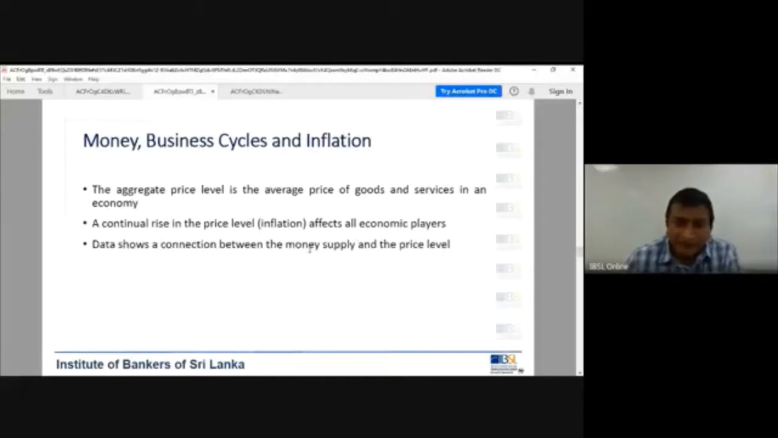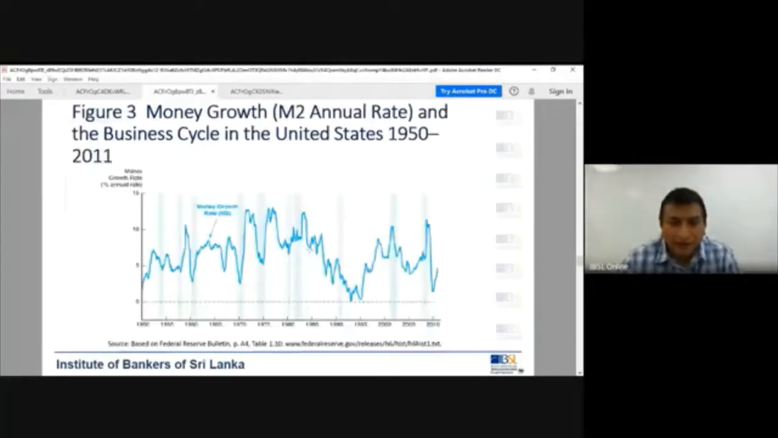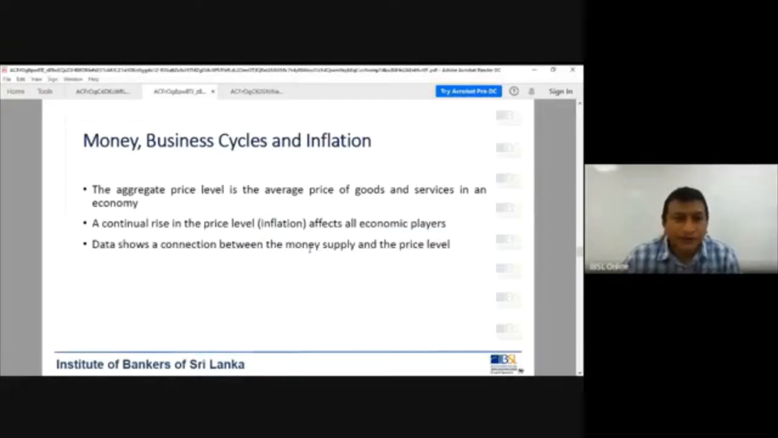And then I touched upon this area also, money, business cycle, and inflation last week, and tried to explain to you some relationship established in terms of money supply and inflation across the period. And I was mentioning to you all about Milton Friedman. Milton Friedman was one of the pioneers of monetary economics. He was explaining to the extent where inflation is always and everywhere a monetary phenomenon.